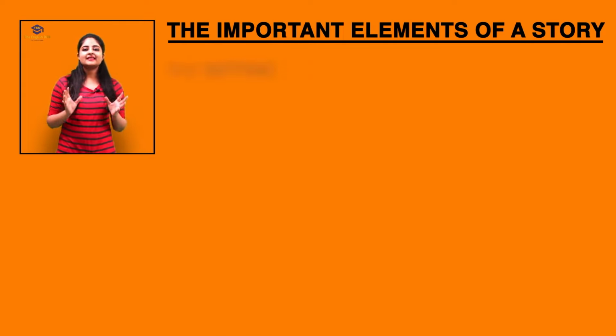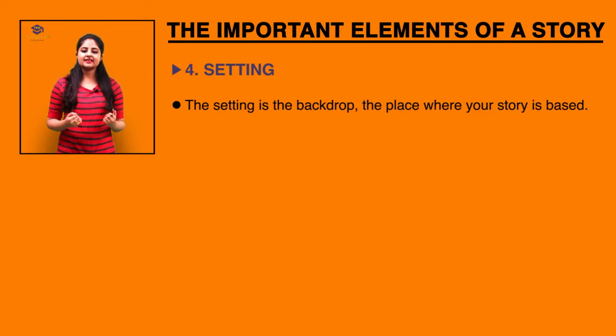Number 4, setting. The setting is the backdrop, the place where your story is based, the location basically. So there can be 1 or several backdrops depending on where your character is moving. If your character is moving from one place to another frequently, then obviously the backdrop keeps changing. It's not stable. But treat your setting just like you would treat any important character in your story.